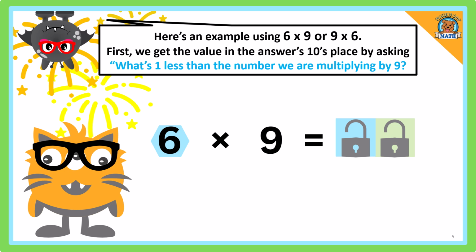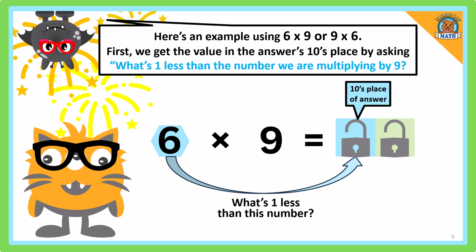Here's an example using 6 times 9 or 9 times 6. It doesn't matter how we think about that. First, we get the value in the answer's tens place by asking what's 1 less than the number we are multiplying by 9. Because we are multiplying 9 by 6 in this case, and 1 less than 6 is 5, we know there will be a 5 in the tens place of the answer to that multiplication fact.